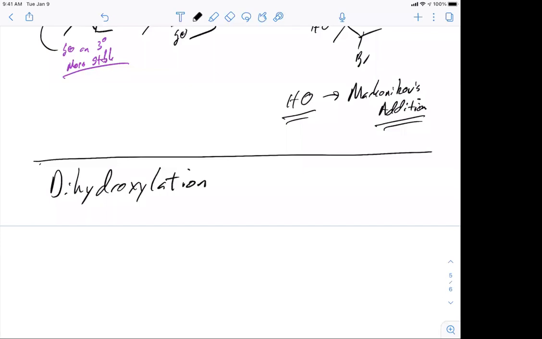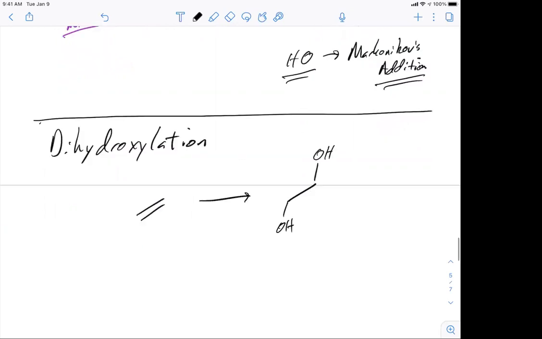What we'll end up on today is dihydroxylation. Okay, so dihydroxylation is taking the double bond and adding two hydroxides, right? So we're adding two waters to the double bond.